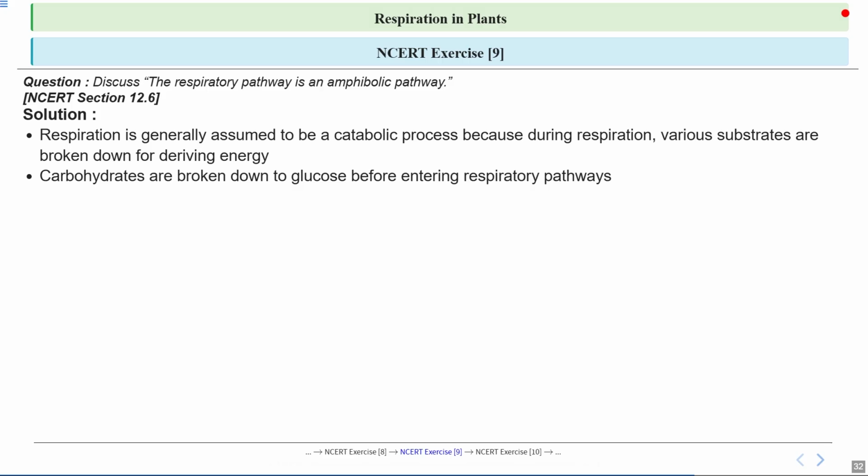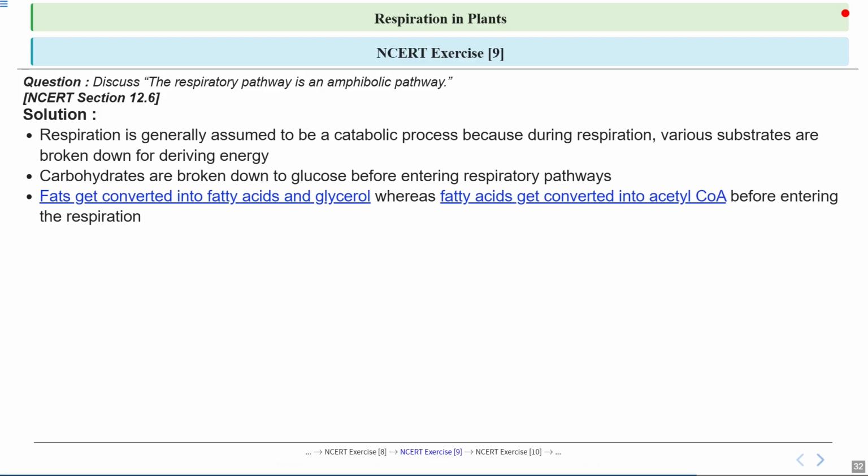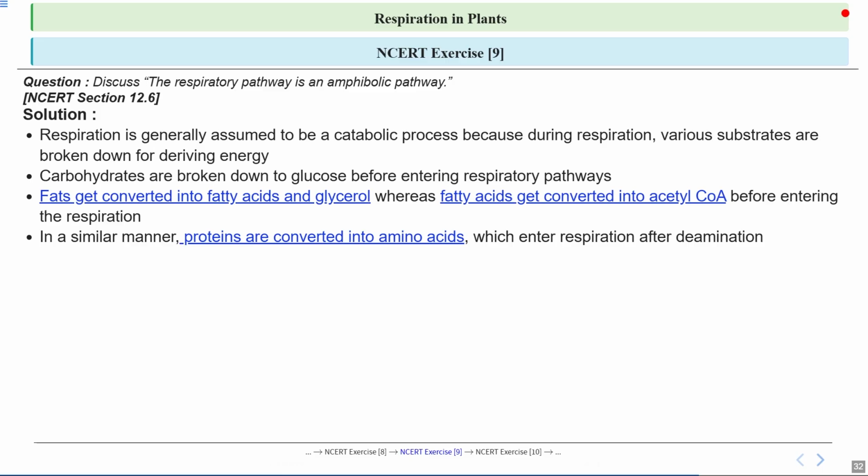Carbohydrates are broken down to glucose before entering respiratory pathways. If fats, then fats will first get converted to fatty acids and glycerol, whereas fatty acids get converted into acetyl coenzyme A before entering the respiration process. And in a similar manner, if we talk about proteins, they are also first broken down into amino acids, which will enter the process after deamination.